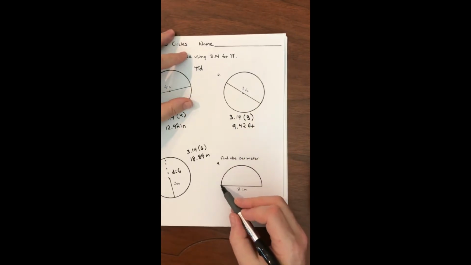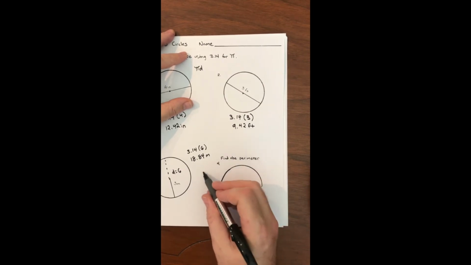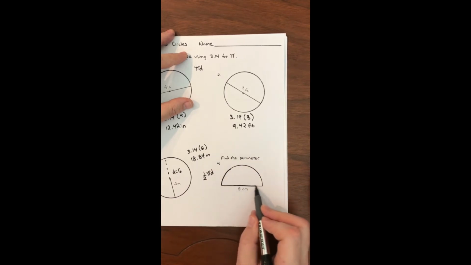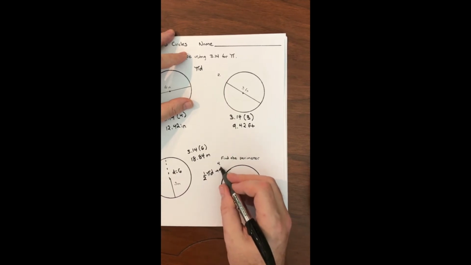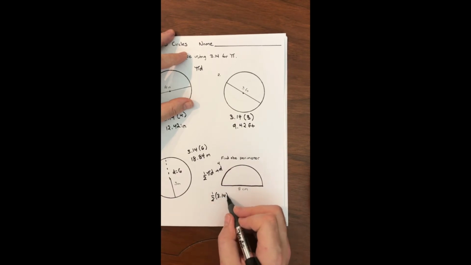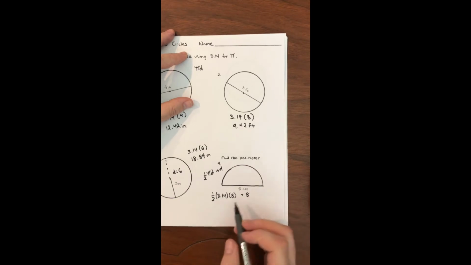Now for the perimeter, okay, so we've got a semicircle. Remember, we have to find the arch, and the arch itself is half the circumference. So 1/2 pi times the diameter, and then we have to add this part back in, which is the diameter. So I've got 1/2 pi, which is 3.14, times the diameter, which is 8. And then I'm going to add that back in at the end, another 8.